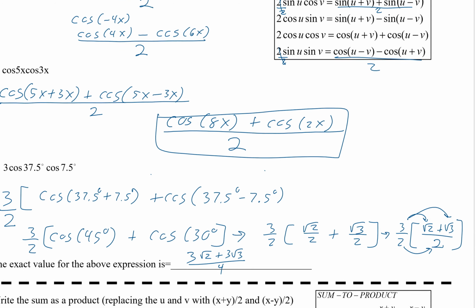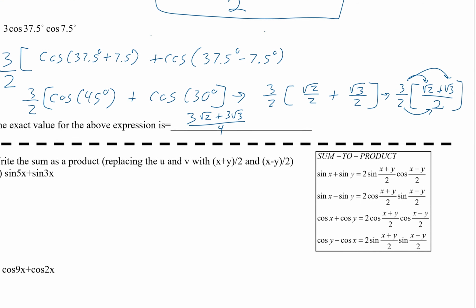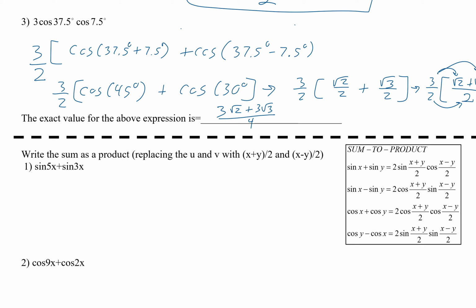And that's how we use our sum and difference, product of sum. Okay, now let's try the reverse. This is now sum to product. And so if we have sine sine, we get sine cosine. Sine sine, we get cosine sine.